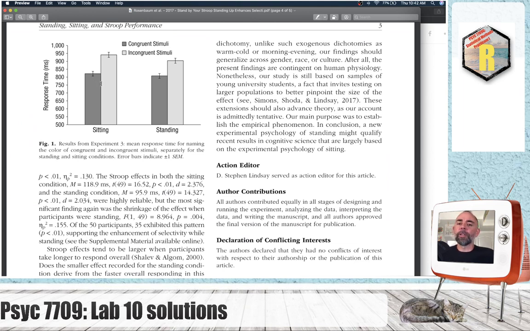The critical experimental finding wasn't that there were Stroop effects. It's not that the congruent bars were faster than the incongruent bars. It was that the size of the difference, that is the Stroop effect for standing, this difference here, was smaller than this difference here. It's hard to see that, but the difference between these two bars is a little bit smaller than the difference between these two bars.